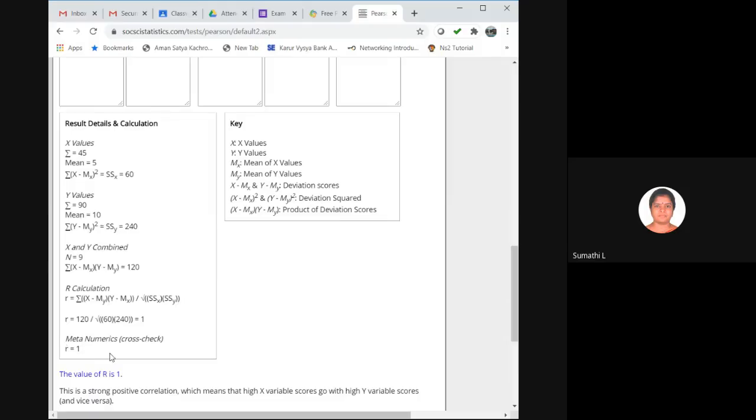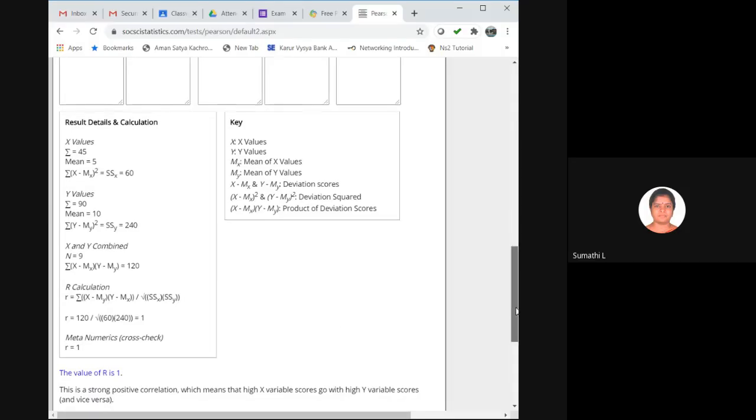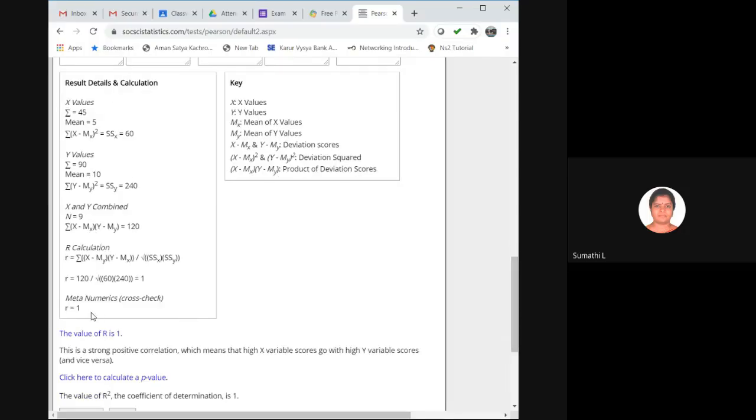The R value is 1. If the R value is 1, it shows it is highly correlated. Suppose I have an R value of 0.05, then it is not properly correlated. In simple terms, if the R value is nearer to 1, it is correlated. If the R value is far away from 1, it is least correlated. If it is of negative value, then it is negatively correlated.